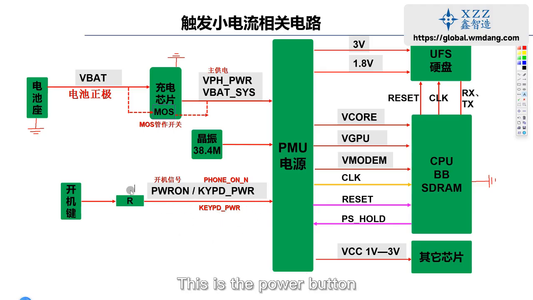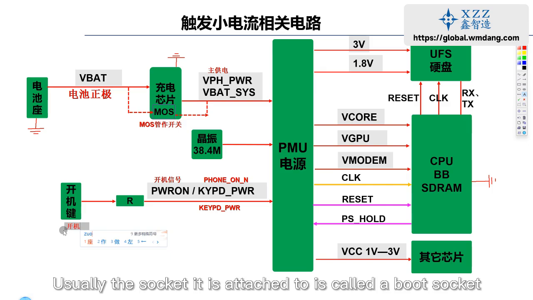This is the power button. Where is the power button? It's on the seat, generally leading to a seat or a shrapnel. Usually the socket it is attached to is called the boot socket.